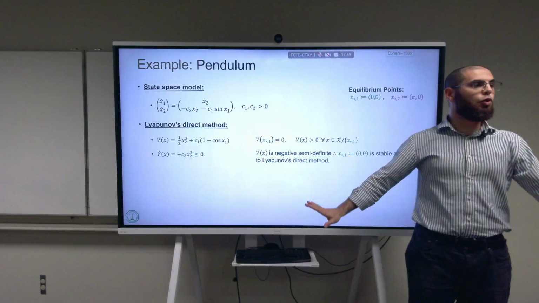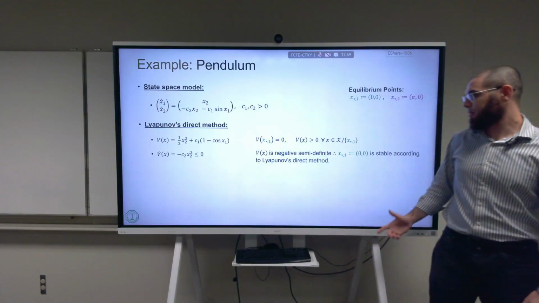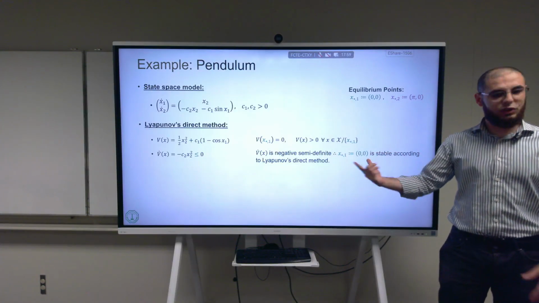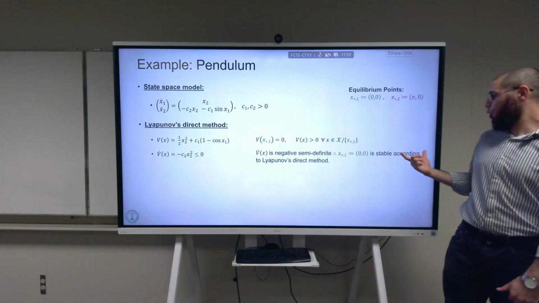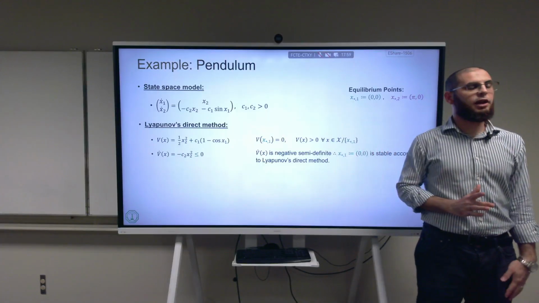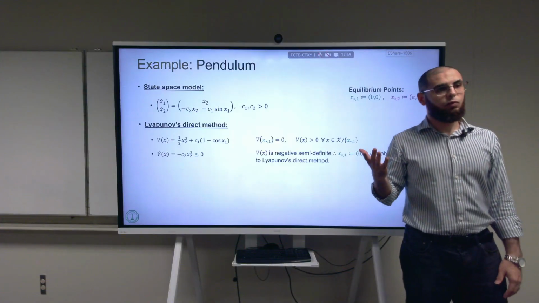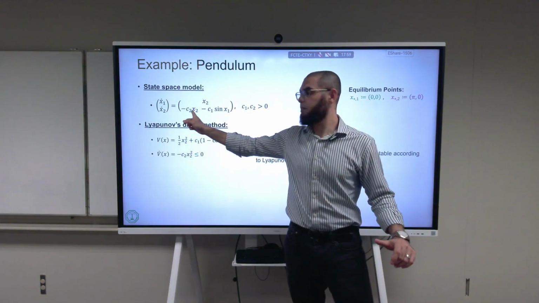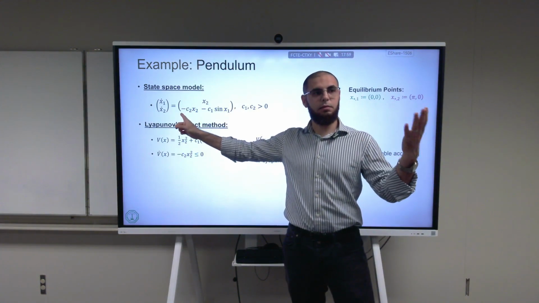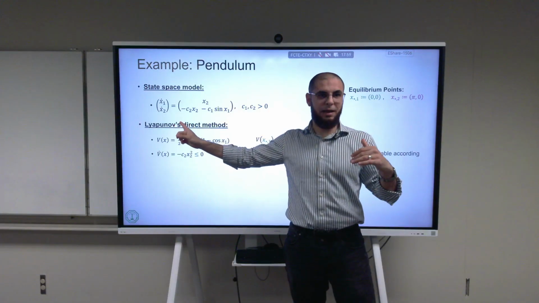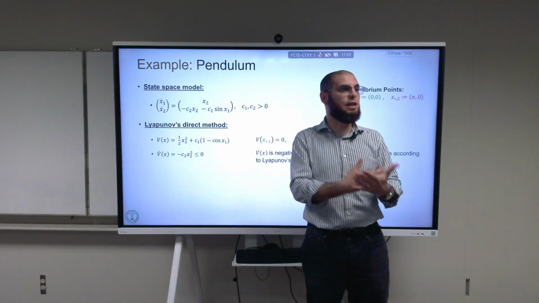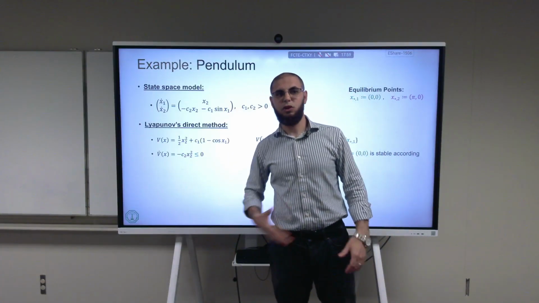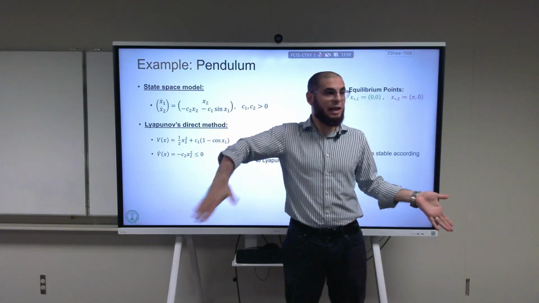So this is what you conclude from Lyapunov's method, that the equilibrium point 0 and 0, which is the downward position of the pendulum, is only stable according to Lyapunov's direct method. C2 here, by the way, was the damping coefficient divided by m l squared. If the damping coefficient was 0, then we would get that V dot is exactly 0, which means that it is truly stable, right?